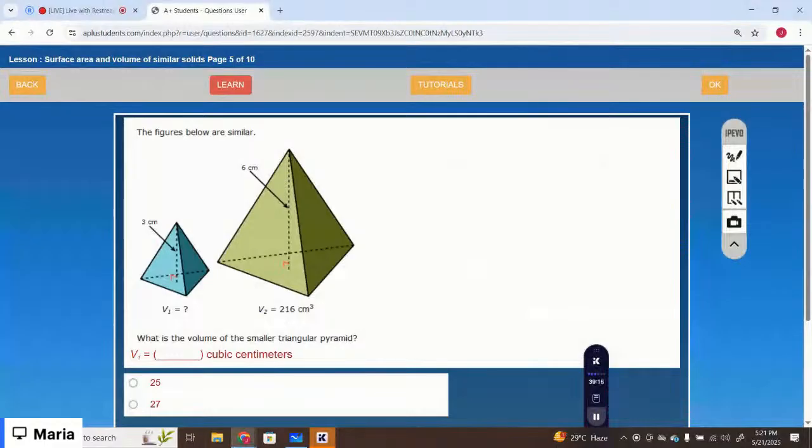The figures below are similar. What is the volume of the smaller prism?